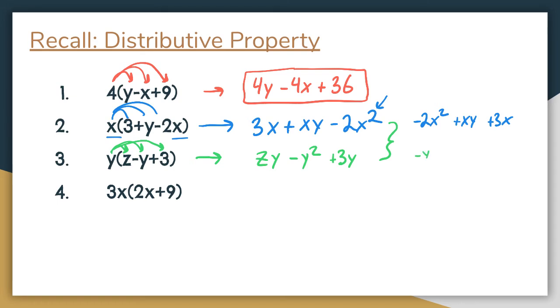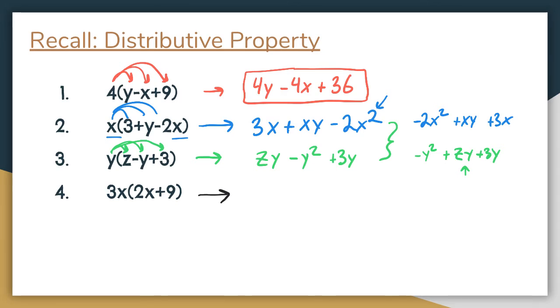In this next case, we'd have negative y squared plus 3y plus zy, because this technically is of order 2 because we have 2 variables. Now you go ahead, try out the last one, and then I will give the answer in a moment.